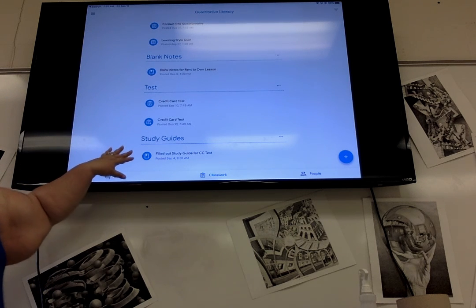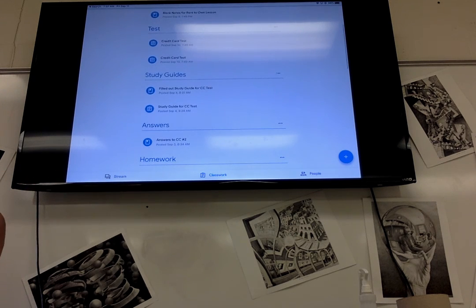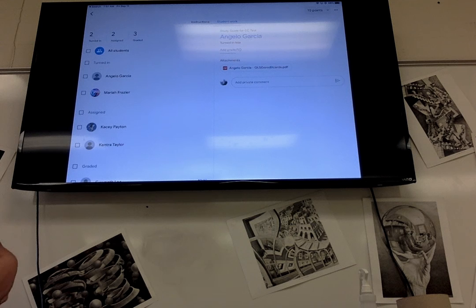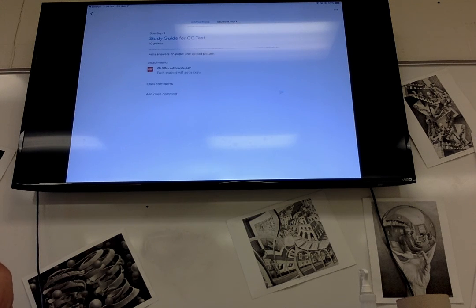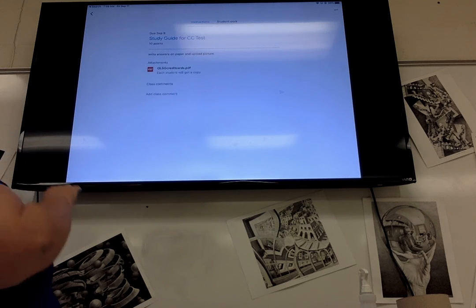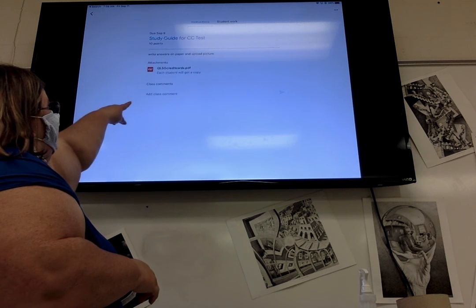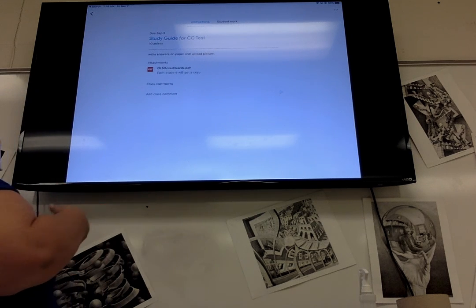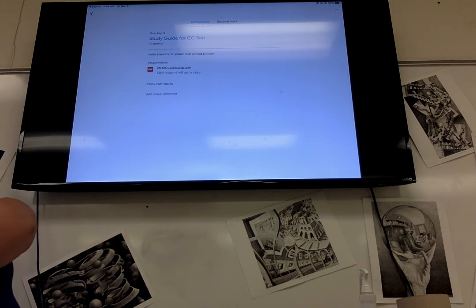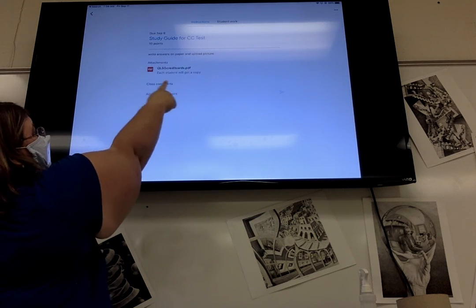Study guides. Those are on here. There's some filled out study guides. And notice there's a blank one. So, sorry your name is coming up, Angelo, but it's just because it's there. So when you click on it, it tells you when it was due. It tells you what to do. And then you need to upload a picture of that. Write answers on paper and upload picture.